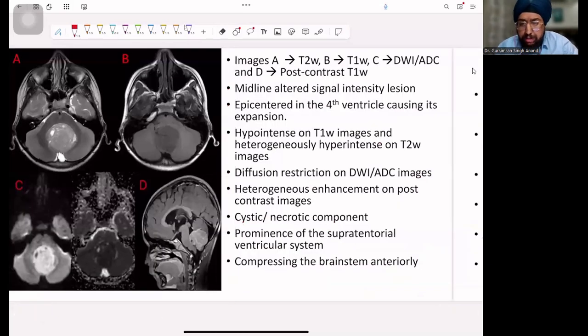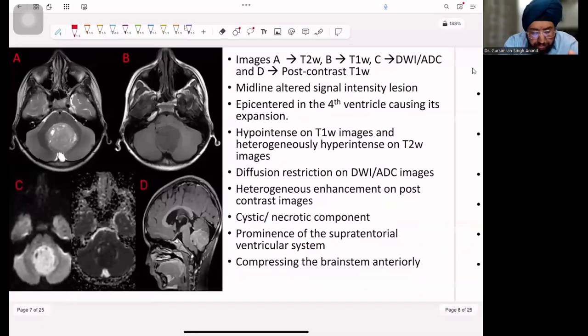Now, let us discuss this case in detail. Okay, so first of all, you should be knowing about the sequences. This is a very common question which is asked. And also, suppose this case is coming to you as a short case, the sequences will not be labeled on the films. So you have to identify the sequences. So try identifying the sequences in your day-to-day reporting. Don't just try to see the name or the heading which has been given under the image. Try to identify the sequence yourself.